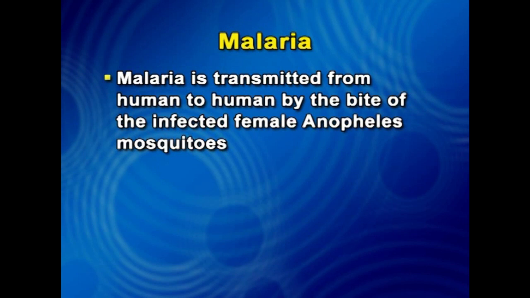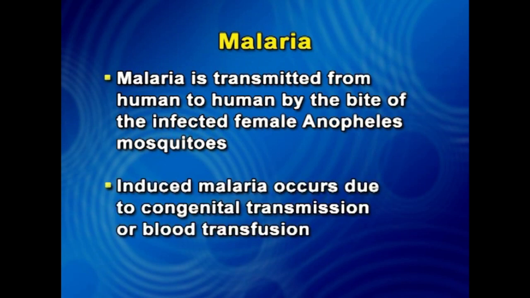Malaria is classified under intermittent fevers. Malaria is transmitted from human to human by the bite of the infected female Anopheles mosquito. Induced malaria occurs due to congenital transmission or blood transfusion.